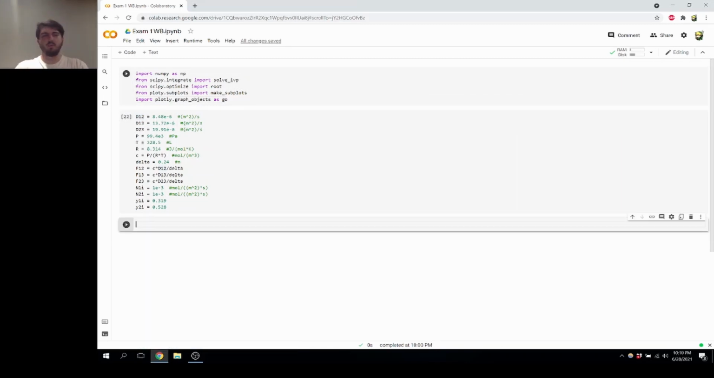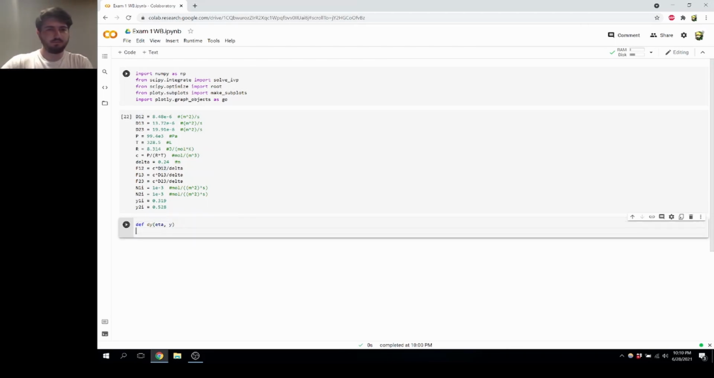We're going to figure out why those don't exactly work right now. So we're going to start off by defining dy, and that's just going to be our function for that. And we need eta as the independent variable, and we're going to use y, but y is the mole fraction. That's going to be the dependent variable.